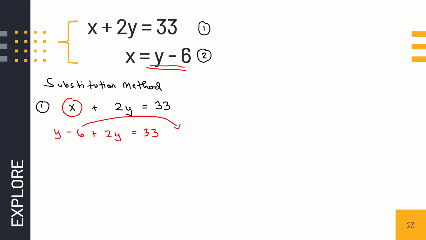Then let's move negative 6 or additive inverse to the other side of the equation. So we're going to have y plus 2y equals 33 plus 6. Then combine the similar terms. y plus 2y is 3y, and 33 plus 6 is 39. So divide both sides of our equation by the numerical coefficient of y, which is 3. Therefore, y is equal to 13.